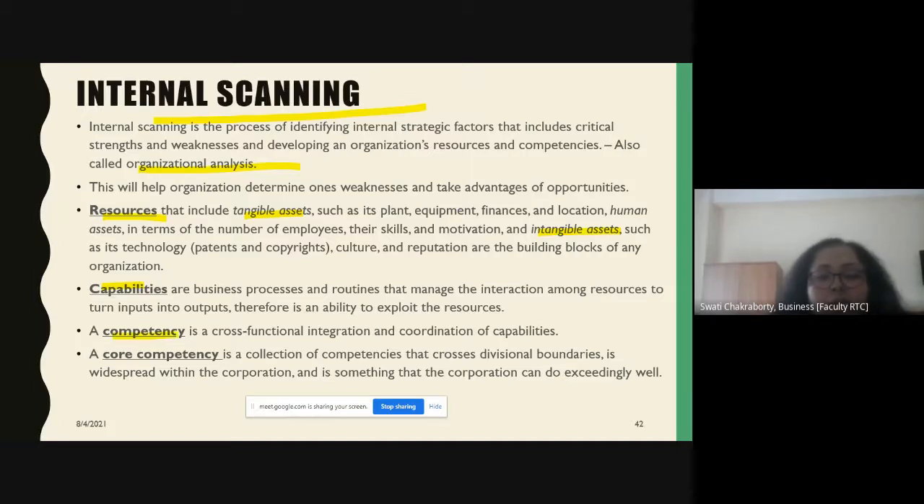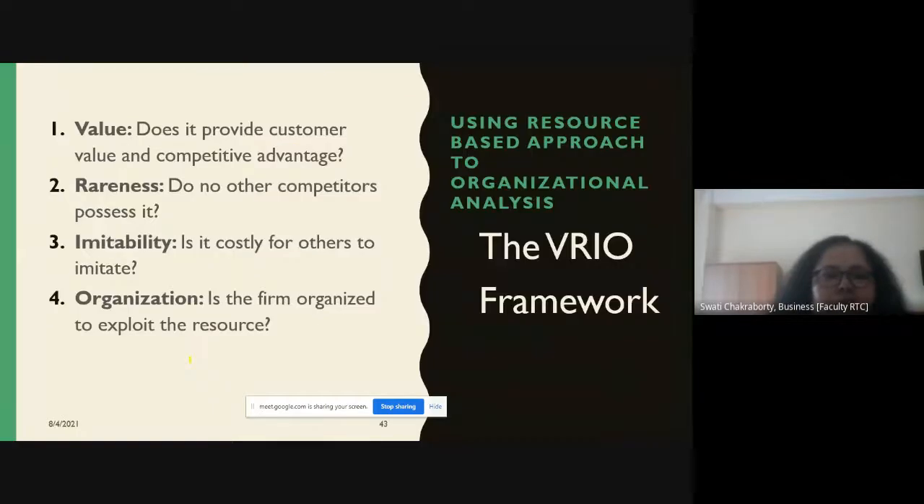Competency. So, competency is where we talk of cross functional integration and coordination of capabilities. Core competency is a collection of competencies that crosses divisional boundaries. Okay, it's spread throughout the organization, something that the organization can do extremely well. Okay, so we need to do organizational analysis.